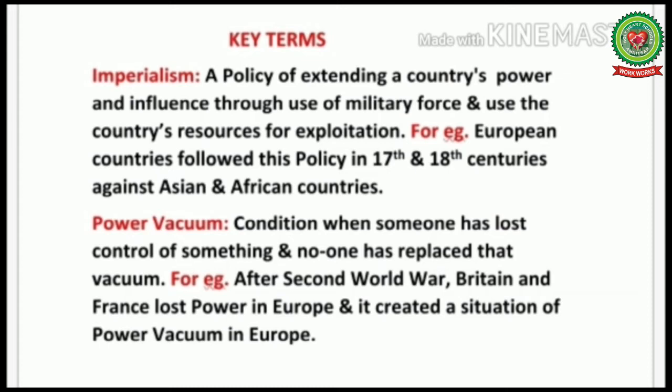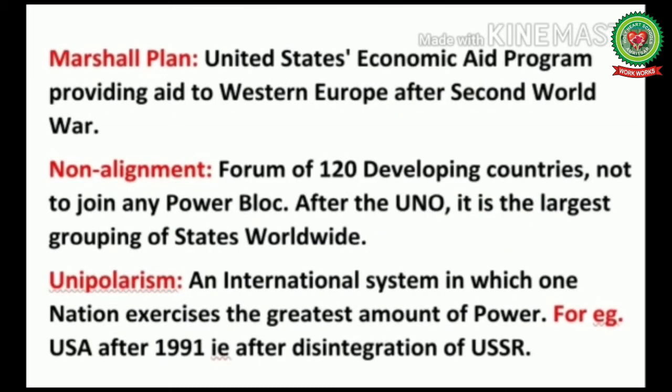Power vacuum: a condition when someone has lost control of something and no one has replaced that control. For example, after the Second World War, Britain and France lost power in Europe and it created a situation of power vacuum in Europe. Marshall Plan: a US economic aid program providing aid to Western Europe after the Second World War.